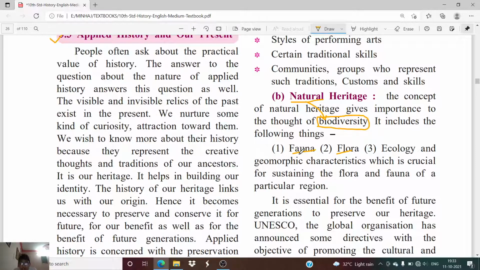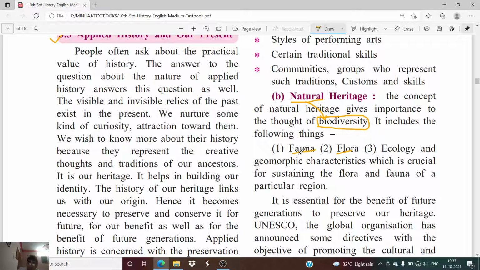Now it is essential for the benefit of future generations to preserve our heritage. We have to preserve our heritage for the future generation, so that they will have a good life, so that they will have a good amount of knowledge about the ancient traditions and the past events.